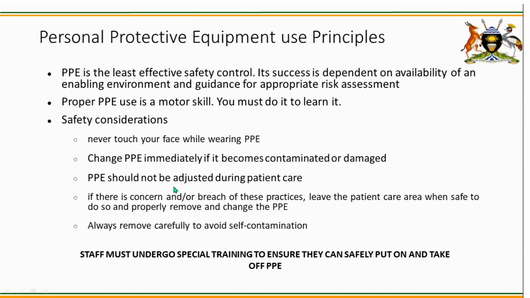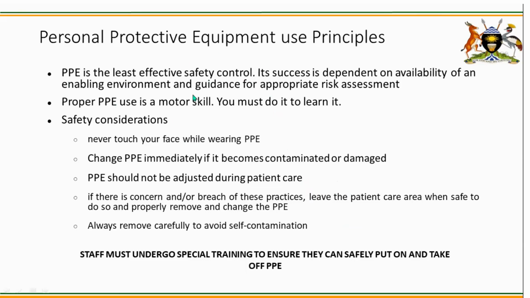PPE should not be adjusted during patient care. Once you have left the donning area and someone inspecting you has given you a green light, please go and work on the patient. But once something goes wrong and you find there's an opening somewhere, or something is not convenient, you abandon the procedure, come out, and change your PPE. Don't adjust the PPE during your procedure when you have the patient there with you.